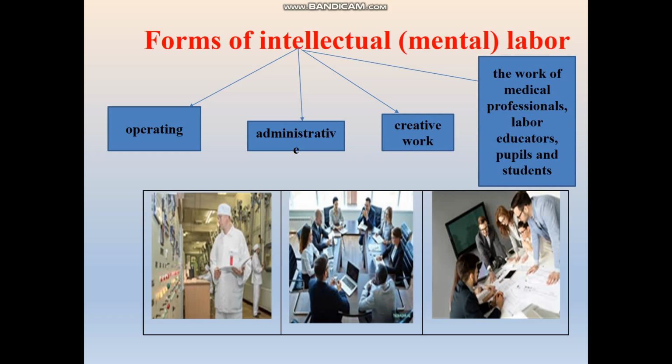Hypokinesia is an unfavorable factor of production, one of the conditions of the formation of cardiovascular disease in people of mental labor. The forms of intellectual labor are divided into the next groups: operating, administrative, creative work, the work of medical professionals, and labor of education, pupils, and students. These types differ in terms of the organization of the labor process, the uniformity, and the degree of emotional stress.